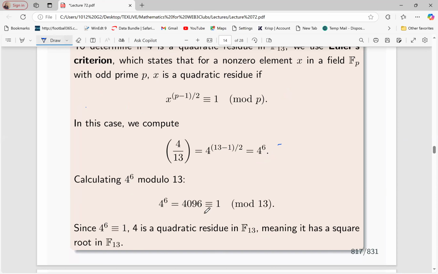Now, of course, as we had anticipated, it has a square root. As you can see, 4 raised to 6 gives us 1.